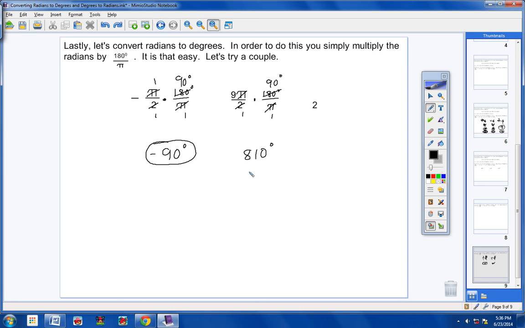And you can have angles larger than 360. We'll get into that later, okay? That's definitely possible, and we will talk about that later. So there we go. We're simply converting degrees to radians, radians to degrees, okay?